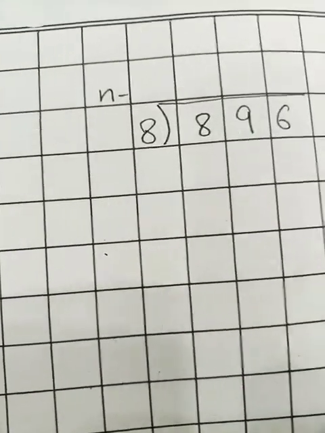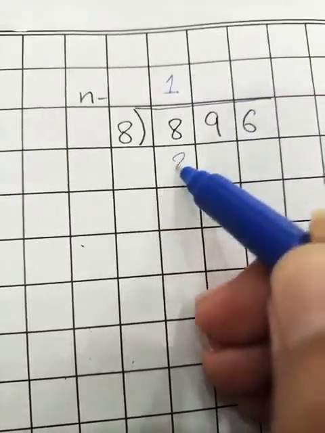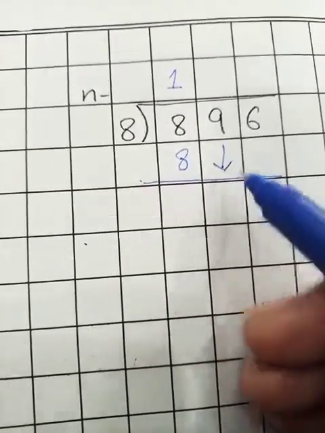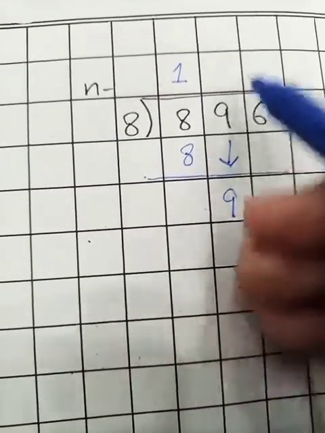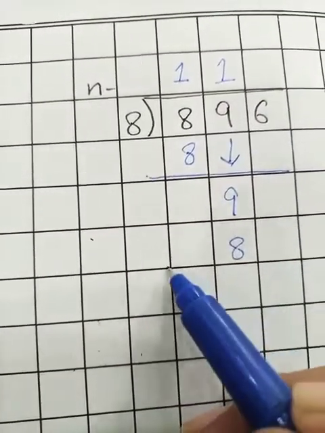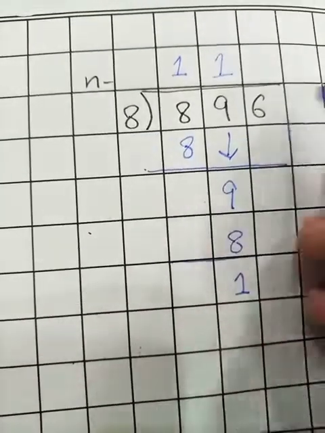Next is part N. 8 ones are 8. Now students, in the next step we are going to bring this 9 down here. 8 ones are 8 again, and 9 minus 8 is 1.